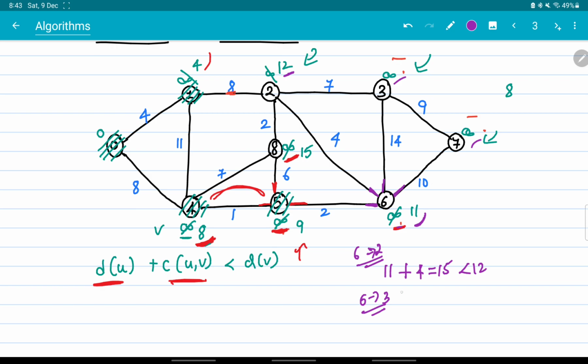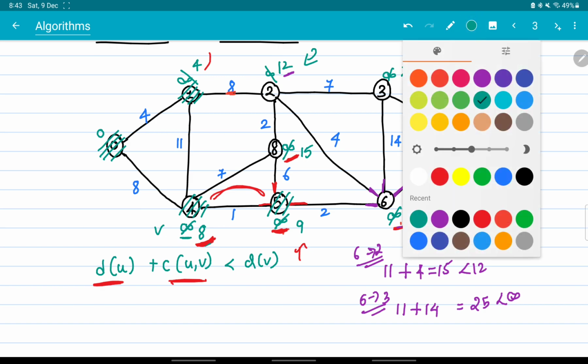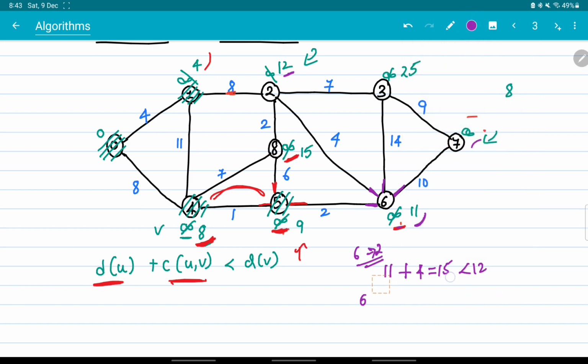Now when I'm going from 6 to 3, distance of 6 is 11 plus the cost of going from 6 to 3 is 14. Now what is this distance? This becomes 25. 25 is less than infinity, which is the distance of 3. So it's time to update the value. I'll cut this infinity and make it 25. This is my new distance of 3. Now 6 to 2 and 6 to 3 are done.